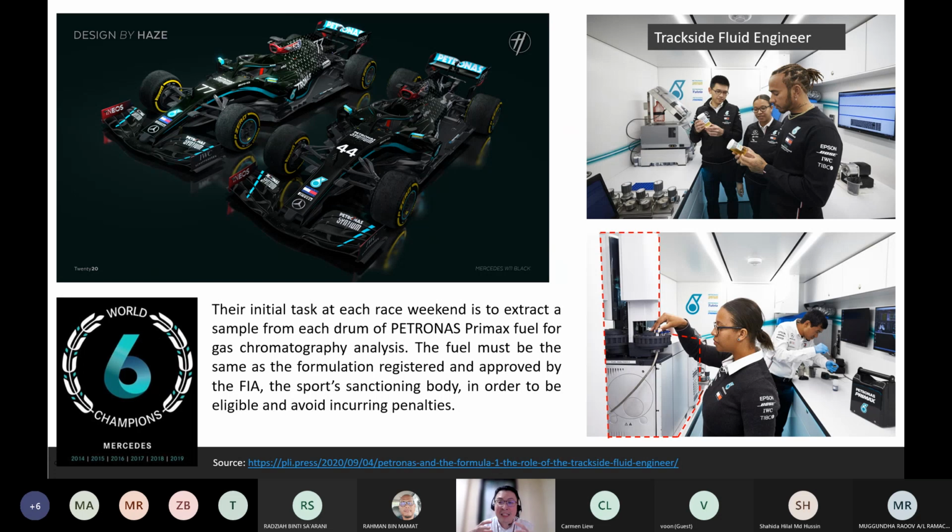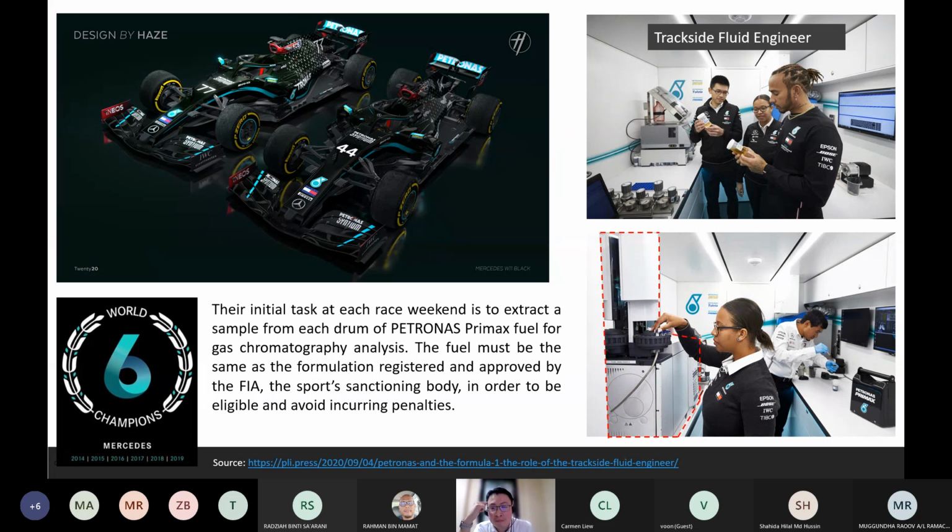So there is a team that actually goes together with the F1 team, which we call a trackside fluid engineer or trackside engineer, and their job is mainly to test the quality of the fluids that we feed into the vehicles. In the picture here, you can see the two cars, driven by our F1 drivers, the very famous Lewis Hamilton and also Bottas. So pictured there is actually Lewis Hamilton looking at a sample of fuel. And in the picture below, you can see this lady using a GC to analyze the sample.